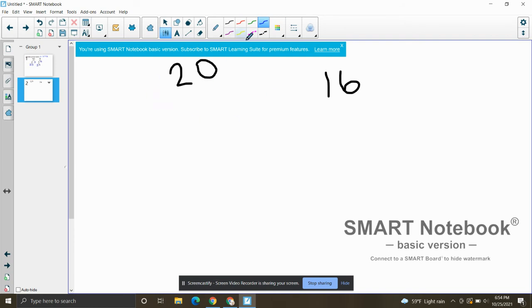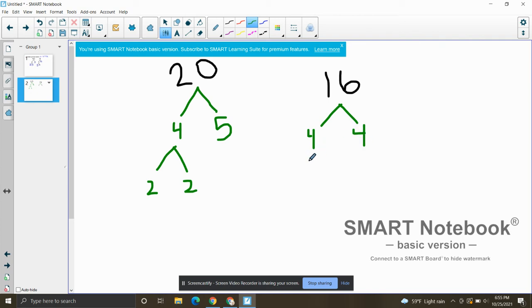Another example is 20 and 16. So first you want to find out what two numbers you can break down that multiply against each other to get 20. So for example, let's go with 4 and 5. Well, we know 5 is a prime number. We can break down 4 further into 2 and 2. 16 we can break down into a 4 and a 4. We can break down 4 further, just as we did in the other problem, into 2 and 2. And we can break down this 4 into a 2 and a 2.